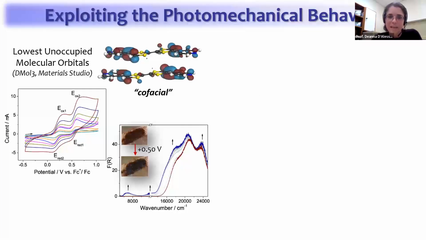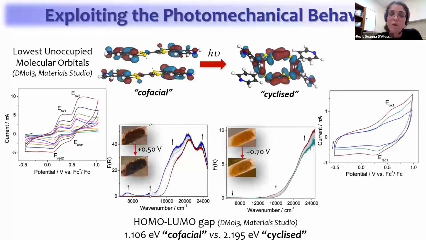Now, it's not just the mechanical properties, but in fact, it turns out the electrochemical and optical properties are also quite distinct between the cofacial and the cyclized state. So in the cofacial state, we observe both the redox processes forming the radical cation of the tetrathiafulvalene and the dication. In the cyclized state, if you like, we switch off that electrochemical property because we've now really changed the molecular orbital distribution of that system.